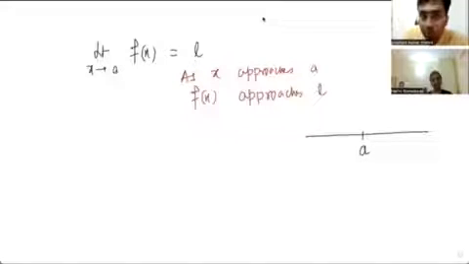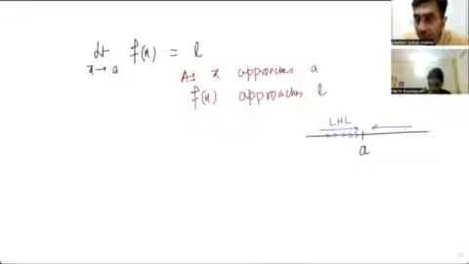Now, if we are approaching a point, let's say this is a point A, and I have to approach this point, I have two directions. One, I can approach it from the left hand, meaning I'm going this way. I'm approaching the point A from the left hand. So that is called the left hand limit. And if I'm approaching the same point from the right hand, this way, from the right hand, that is called the right hand limit.